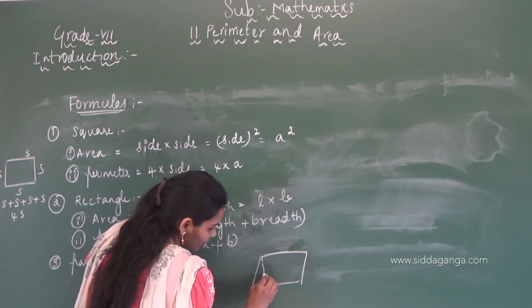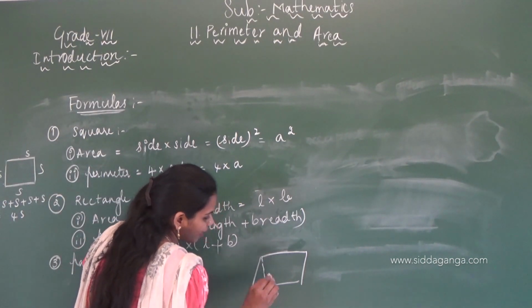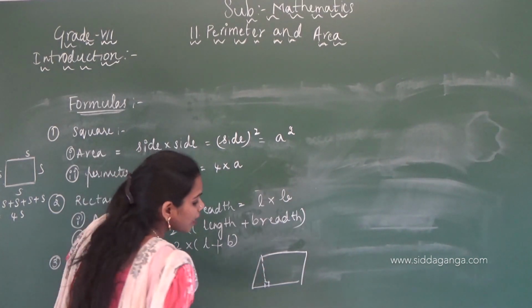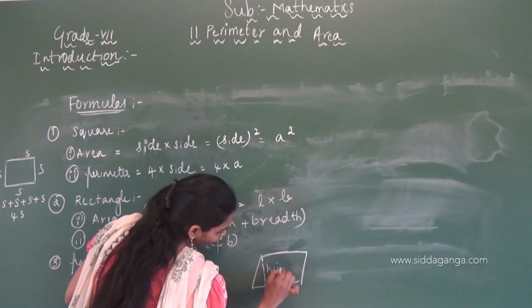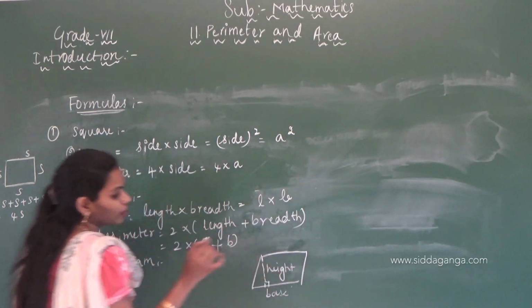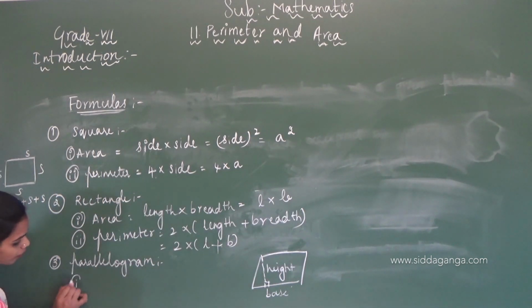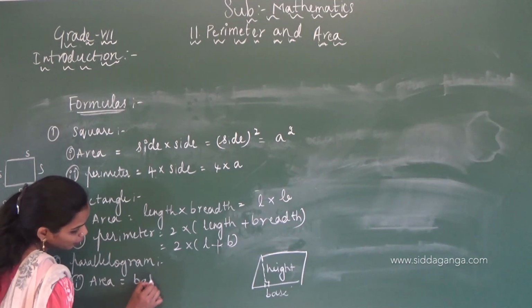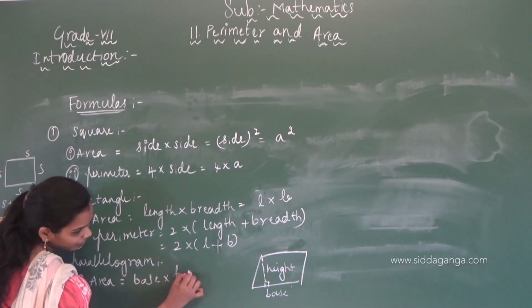The perpendicular line drawn from any corner to the opposite side is known as the height, and this is the base. To find the area of the parallelogram, the formula is base into height.